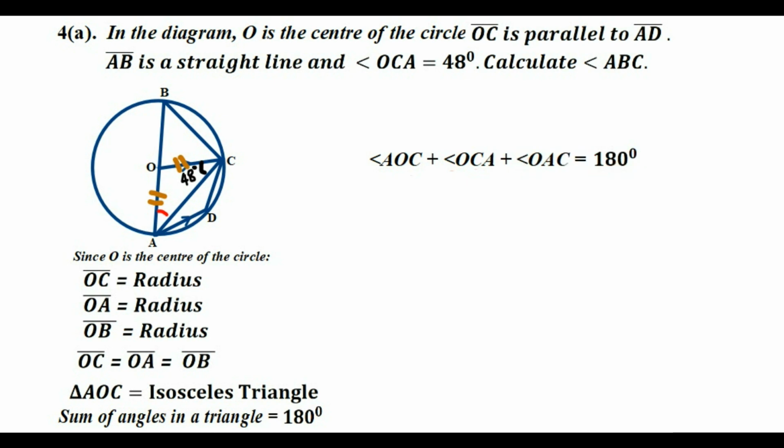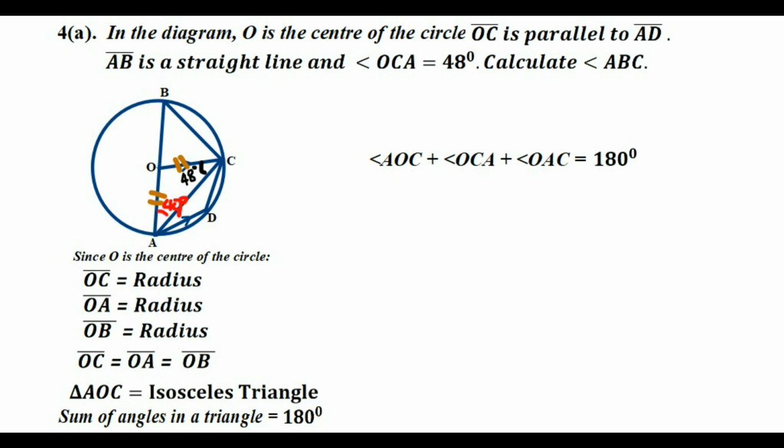Where do we get that? You can look at angle AOC, that is this angle, plus angle OCA, that means this angle, plus angle OAC, we're talking about this angle. So everything must be equal to 180 degrees. And don't forget that we've gotten this angle as 48 and this angle as 48. Alright, so we've gotten the two angles. Let me just write it here: this angle as 48 degrees, and this place at 48 degrees.